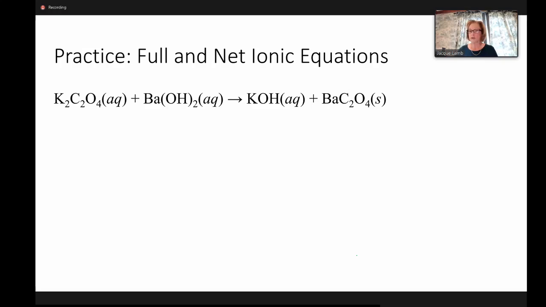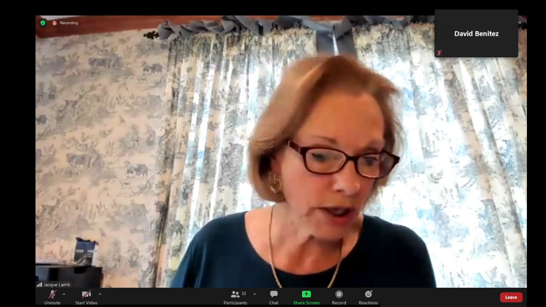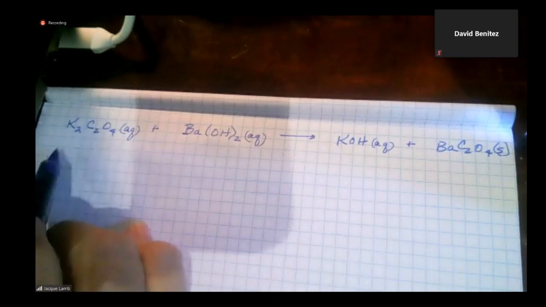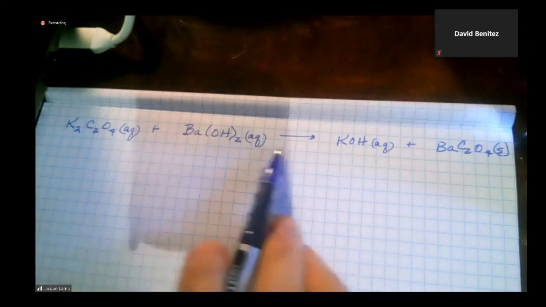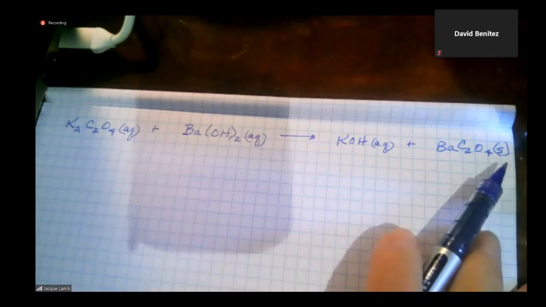I'm going to practice doing this one. Let me stop sharing my screen, and I'm going to switch cameras here. So here is the reaction that I'm going to do as a sample. This is a reaction between aqueous potassium oxalate and barium hydroxide aqueous, forming KOH aqueous and barium oxalate.